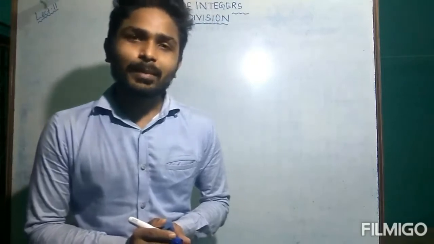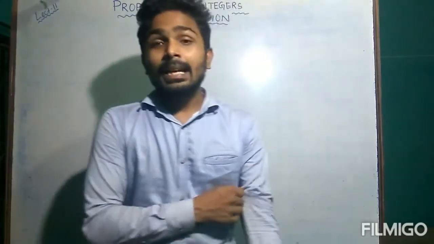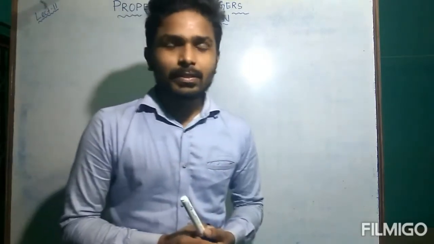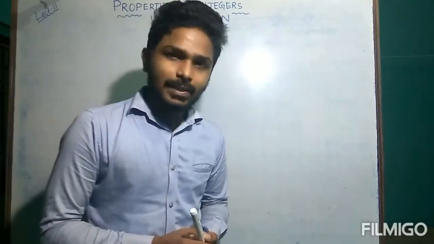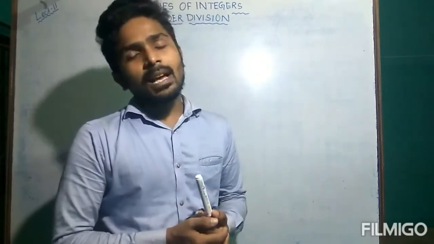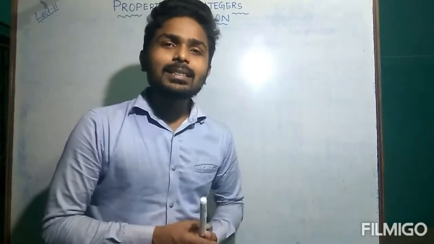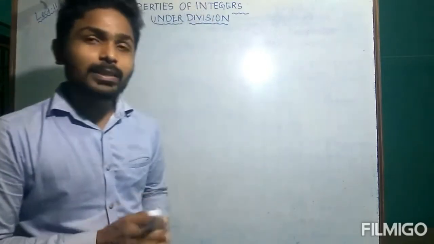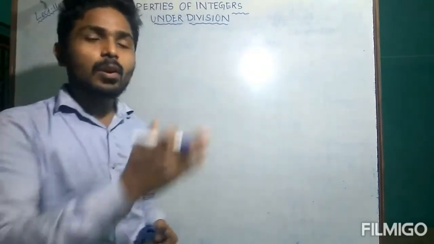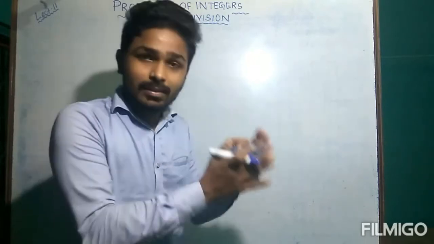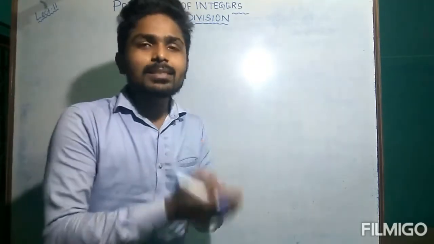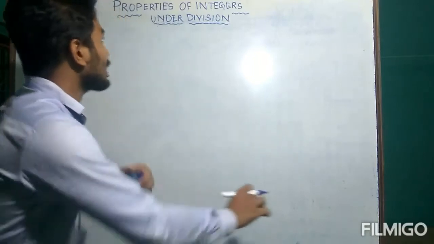So welcome back to lecture number 11 of chapter 1 from class 7 mathematics. In all the previous 10 lectures we have discussed many properties of integers under addition, subtraction as well as multiplication. And today in this class we will discuss the properties of integers under division. Whether division holds all the rules of integers, we have to verify whether it does or it doesn't. Okay, so let's start with the first property.